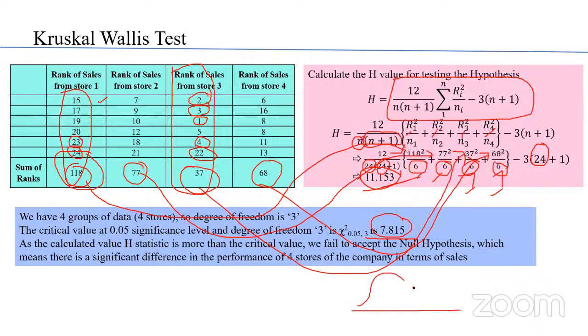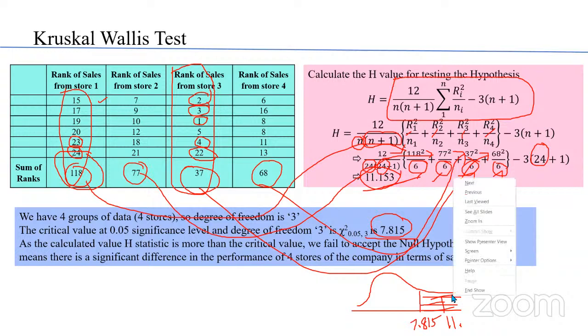This is usually what happens. Okay, reject the null. The table value is 7.815, and our calculated value has fallen at 11 point something. This is completely in the rejection region. Even if it is 7.82, 7.83, 7.84, it should be rejected. We reject the null hypothesis, and there is a significant difference in the performance of the 4 stores in terms of sales. Okay, so the only change in rejection or acceptance will be in the case of the Mann-Whitney test and the Wilcoxon signed rank test. Apart from that, we are going to be using the same thing, right?